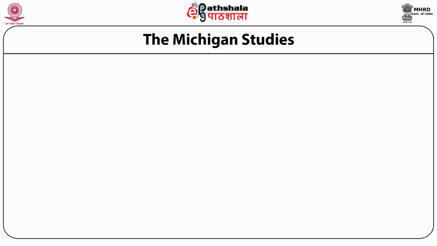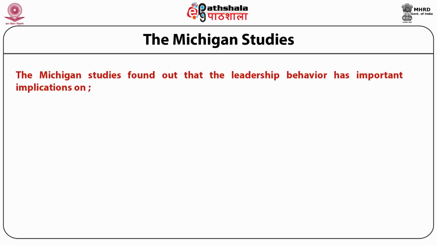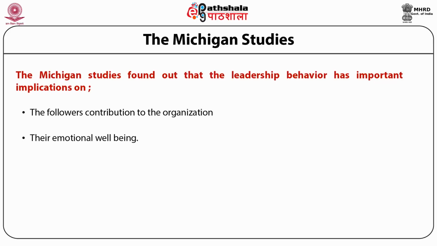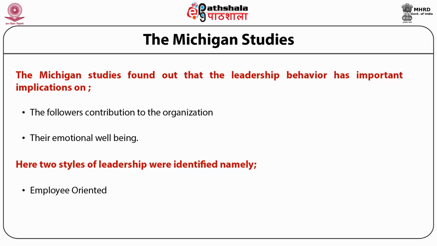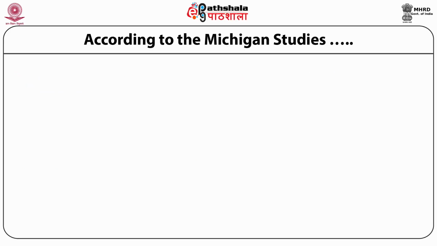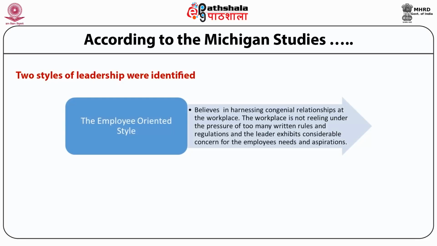The Michigan studies. The Michigan studies found out that the leadership behavior has important implications on the followers' contribution to the organization and their emotional well-being. Here, two styles of leadership were identified, namely employee-oriented leadership style and the production-oriented leadership style.